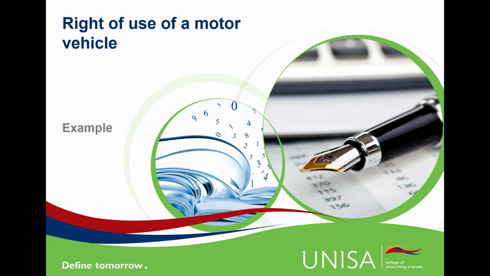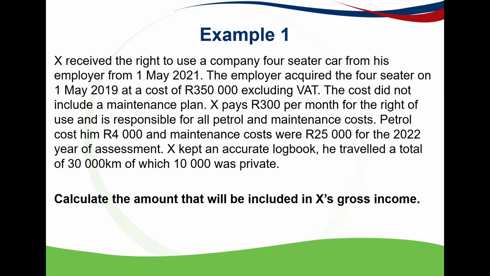In this video, we will look at an example of the right of use of a motor vehicle as a fringe benefit. If we look at our example, X received the right to use a company four-seater car from his employer from the 1st of May 2021. The employer acquired the four-seater on the 1st of May 2019 at a cost of $350,000 excluding VAT. So the cost that you're given there is exclusive of VAT.